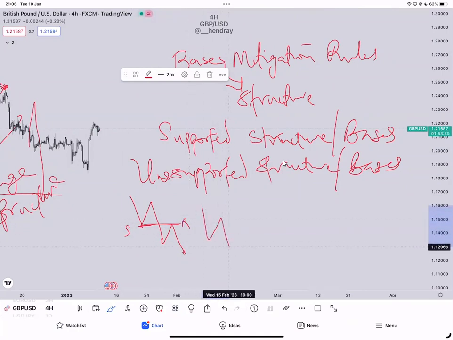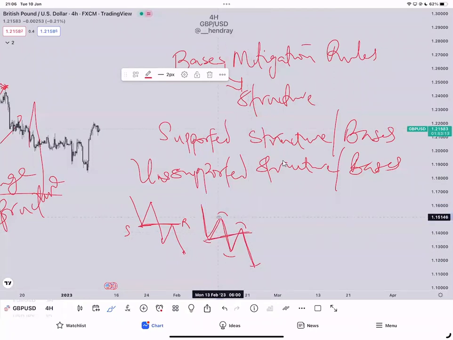Another example is a full mitigation scenario. So we have a low, a high, lower low, lower high, lower low. These two structures coming together support each other. So this structure is supported.